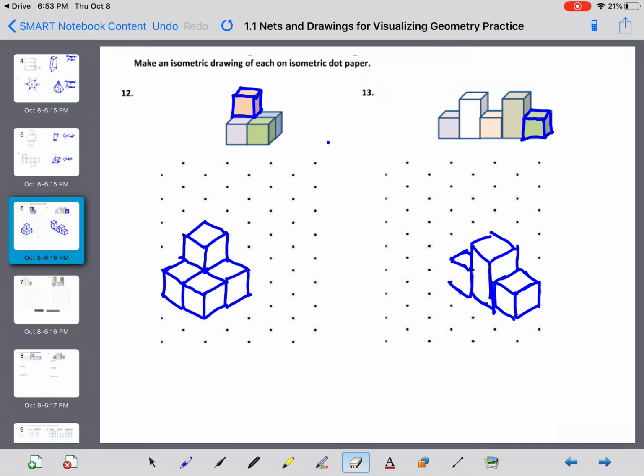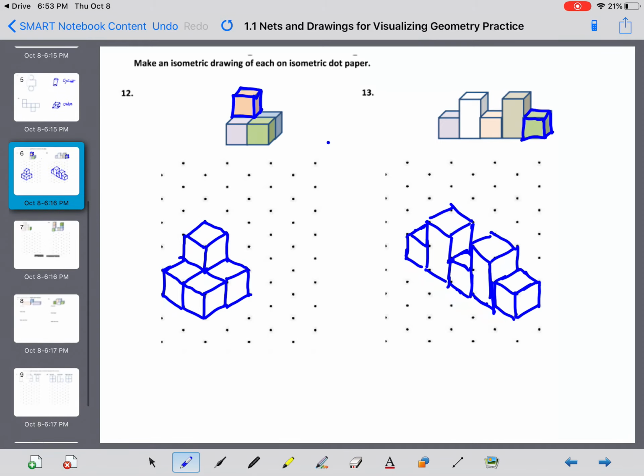Hold on, guys. We're going to do this one over. There we go. Okay, and your final cube, again, it's on the shorter side, and there it is. Sorry about that.